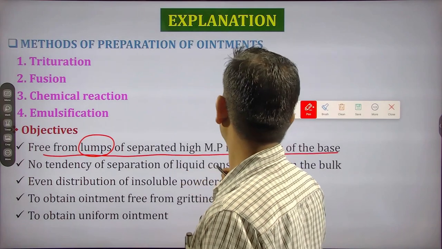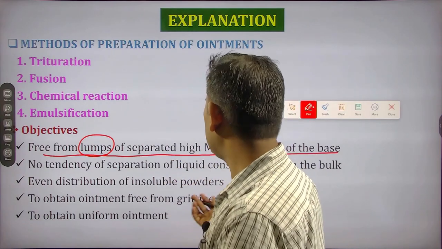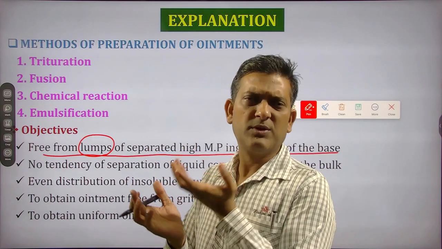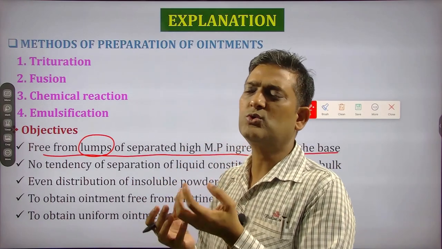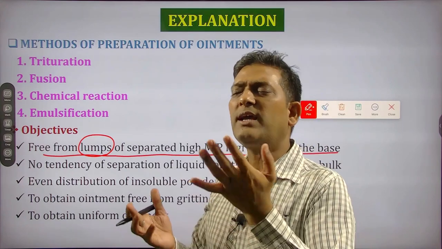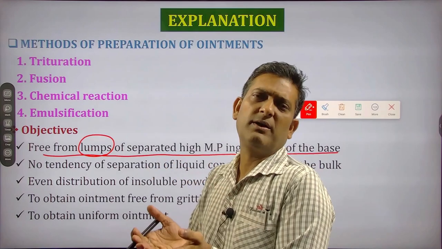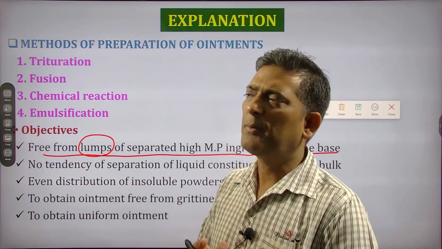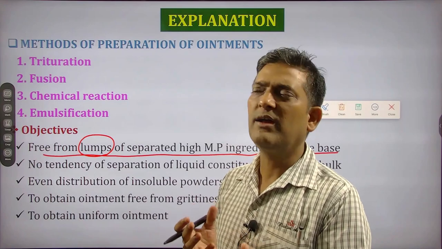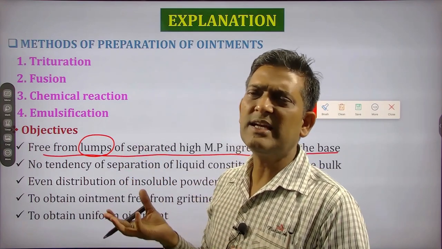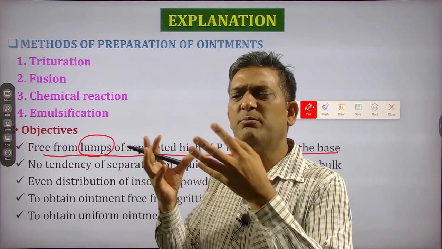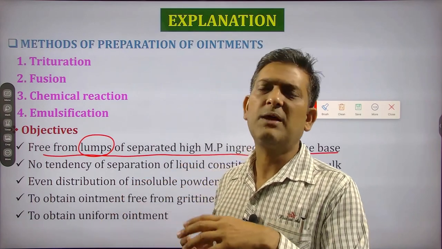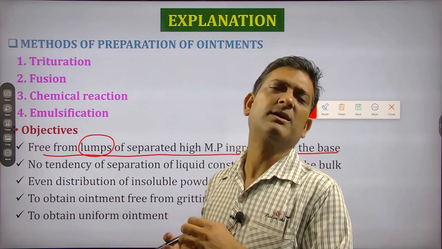No tendency of separation of liquid constituents from the bulk. Even distribution. What are we looking for whenever preparing an ointment? If some liquid portion is there along with the solid portion, the liquid should not stand out. It should be a uniform product. Suppose after keeping it in the open environment for a little while, we find the liquid part coming out of it and the solid part left aside. That means the product is not proper. The product needs to be mixed properly, giving a proper shape, and there should be no physical separation or incompatibility or chemical incompatibility.